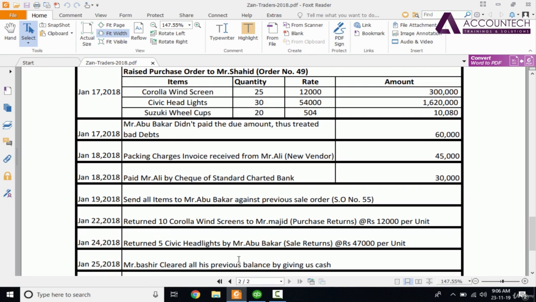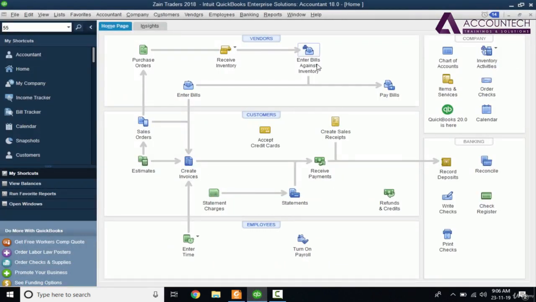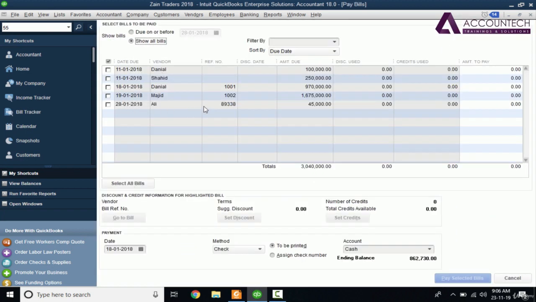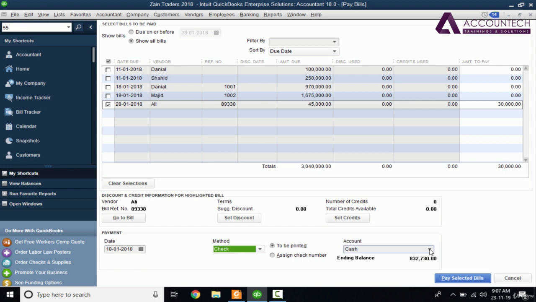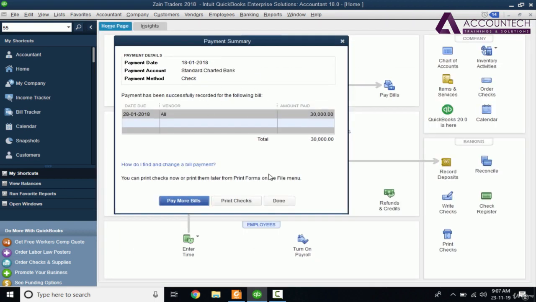Anyways, to make the payment, I'll go to QuickBooks. In the vendor section, pay bills, and here we can see Ali's invoice is of 45,000. Now as I click here, it will consider that I'm paying the full amount of 45,000, but I'll change this to 30,000. The payment method is by check and the account is Standard Chartered Bank, and we will pay the selected bill. It will show the payment summary.